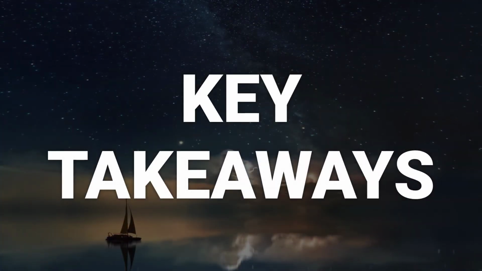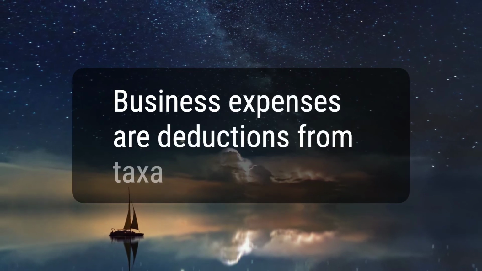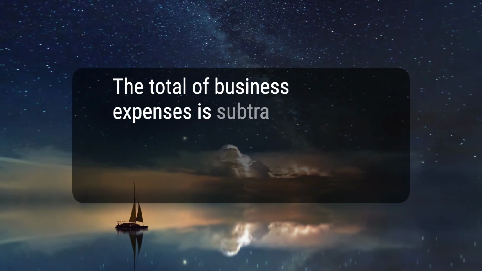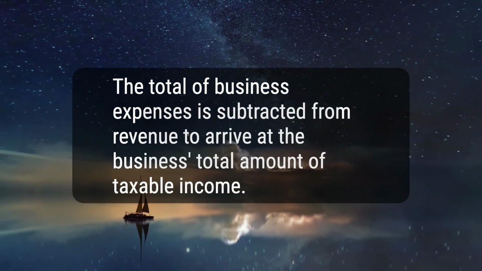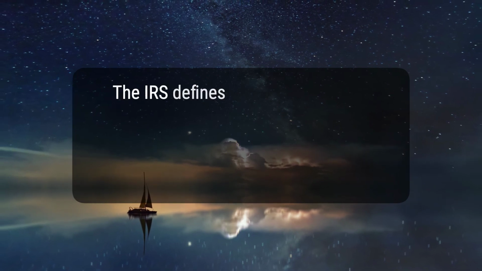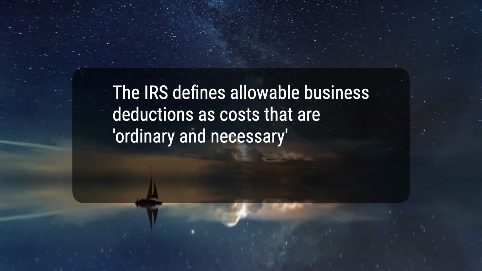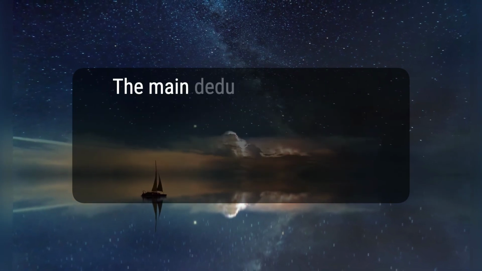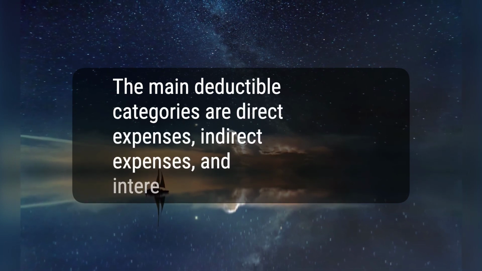Here are 4 key takeaways. 1. Business expenses are deductions from taxable income. 2. The total of business expenses is subtracted from revenue to arrive at the business total amount of taxable income. 3. The IRS defines allowable business deductions as costs that are ordinary and necessary for the industry in which the business operates. 4. The main deductible categories are direct expenses, indirect expenses, and interest on debt.